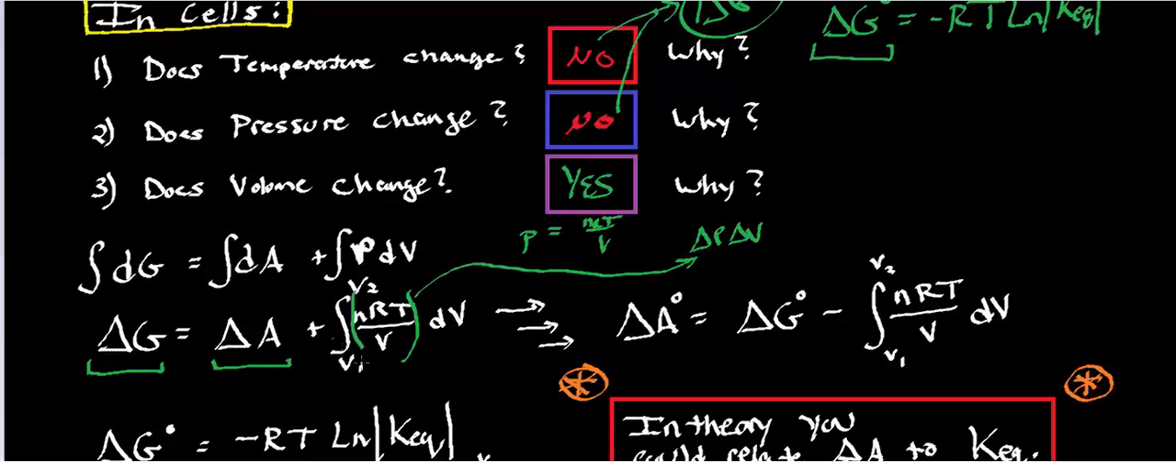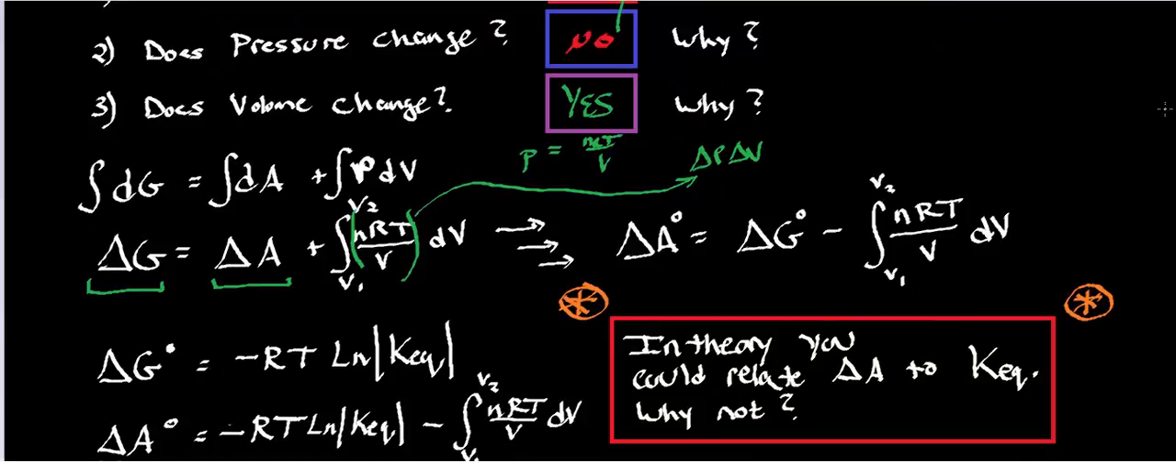And if you knew this integral right here, in a lot of cases with gases, it's pretty easy to do. If you knew this integral, you add it on to delta A, the Helmholtz energy, and then it gives you the free energy. But why would you not want to do this? Why would you not want to find the delta A for a cell, for example? Well, if you think about how small cells are, how on earth could you precisely, or I should say accurately, also measure a change in volume for a cell? Why would you want to measure the change in volume of a cell?